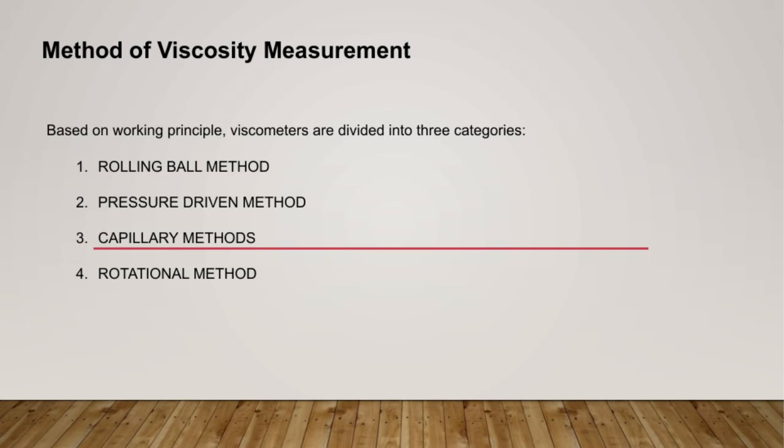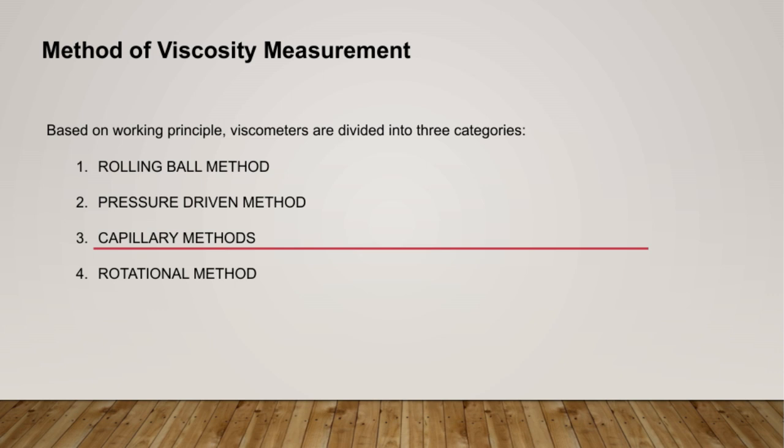Let's take a closer look at how viscometers are categorized based on their working principles. There are 3 main categories we should focus on. First, we have the rolling ball method, which measures viscosity by observing the movement of a ball rolling through a fluid. It's a simple yet effective way to determine the fluid's resistance to flow. Next is the pressure-driven method, where we analyze how a fluid responds to an applied pressure. This method is particularly useful for fluids that are difficult to test with other techniques, because it relies on pressure differences to gauge viscosity. Then we have capillary methods, which involve passing a fluid through a narrow tube or capillary.